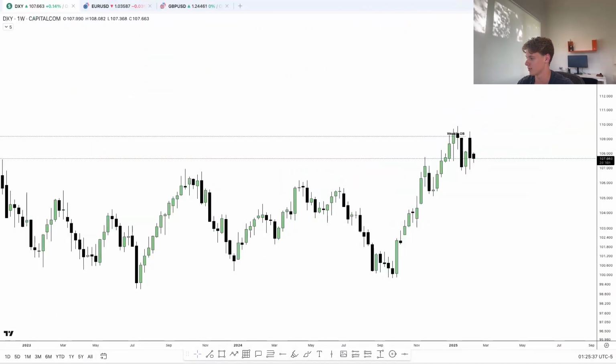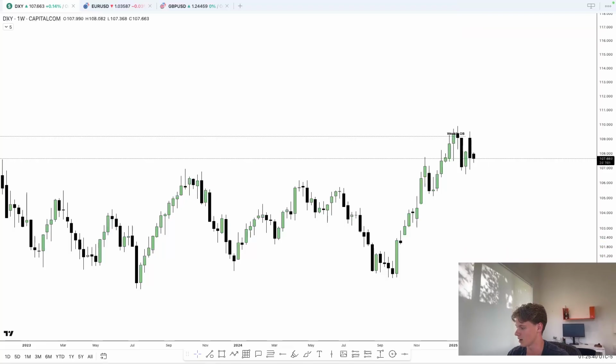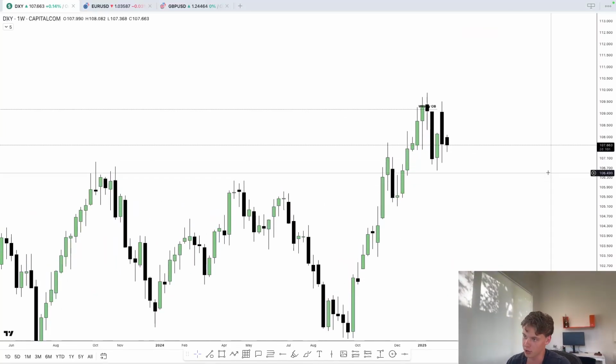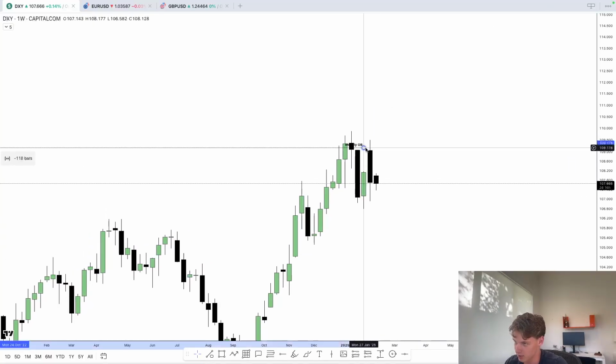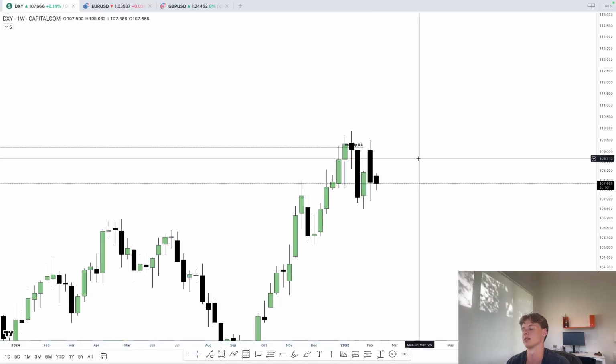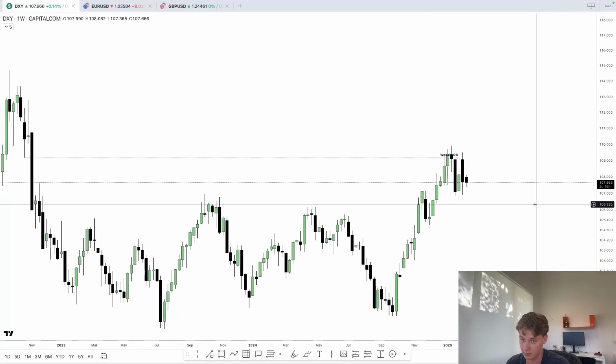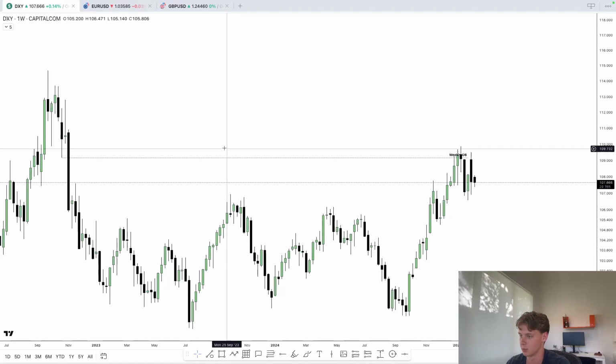Let's just dive into today's analysis, starting off with the DXY on the weekly time frame. Here on this channel, I'm always going to start off on the weekly time frame because I believe that we need to look at the bigger picture of things all the time, in order to understand what the lower time frame is going to be doing.